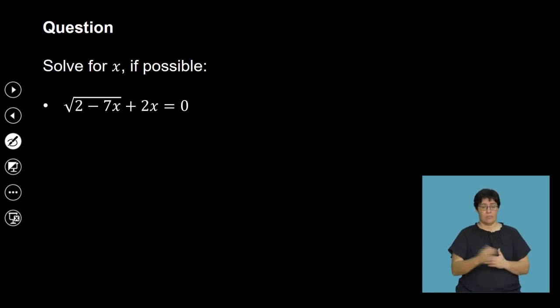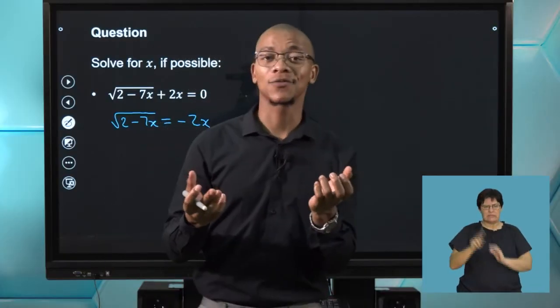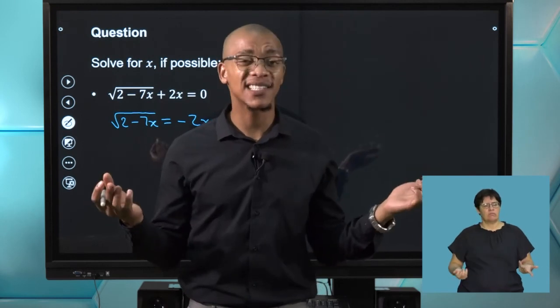Let's look at some more interesting questions. So this will then be, remember, 2 minus 7x equal to negative 2x. Here you can definitely simplify. Let me explain why, right? Because I know someone is going to say, now it's negative 2x, why are we solving? We must just say no solution. Remember, it has an x.